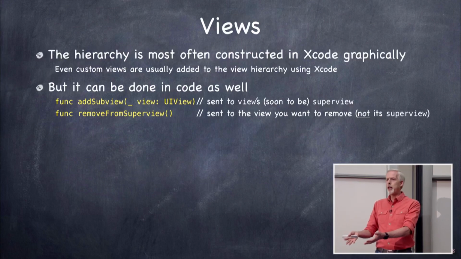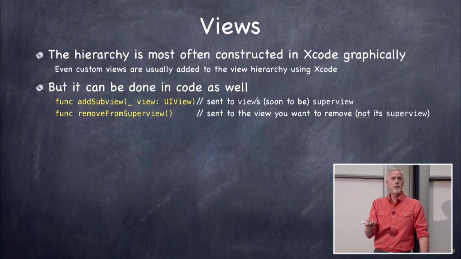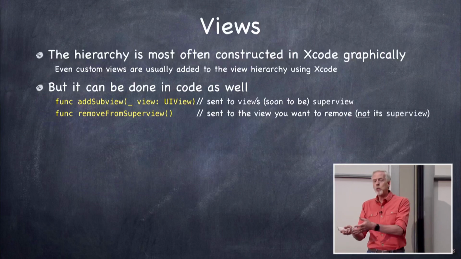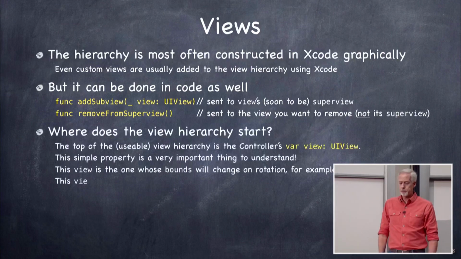The only tricky thing here is when you want to pull it out for some reason, if you want to pull a view out of the view hierarchy, you send that message to the view itself. You send it to the view you want to remove, and you say, remove yourself from superview, remove from superview. So it's a little different there. You send add to the enclosing view, but you send remove to the actual view itself.